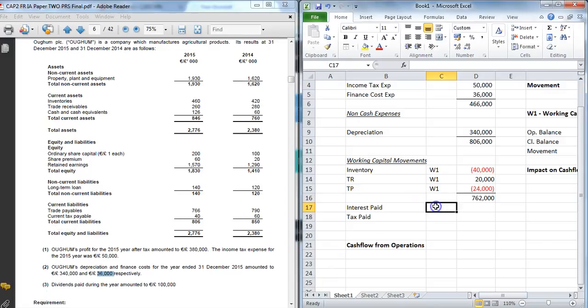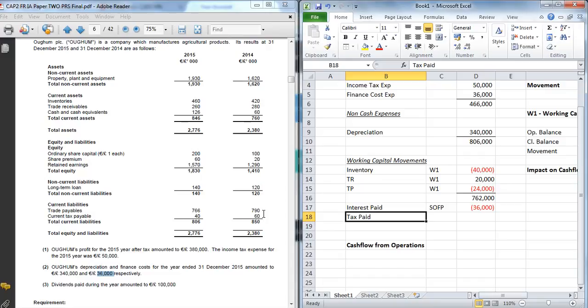So we can assume, from the SOFP, that we paid 36,000 during the year. Because if we incurred expenses of 36,000 during the year and had no accruals, because everything is trade payables or tax, then we must have paid cash of 36,000 during the year. Now, tax, as we'll see here, is slightly different. We did have an opening amount of 60 to pay, but we only had a closing amount of 40 to pay.